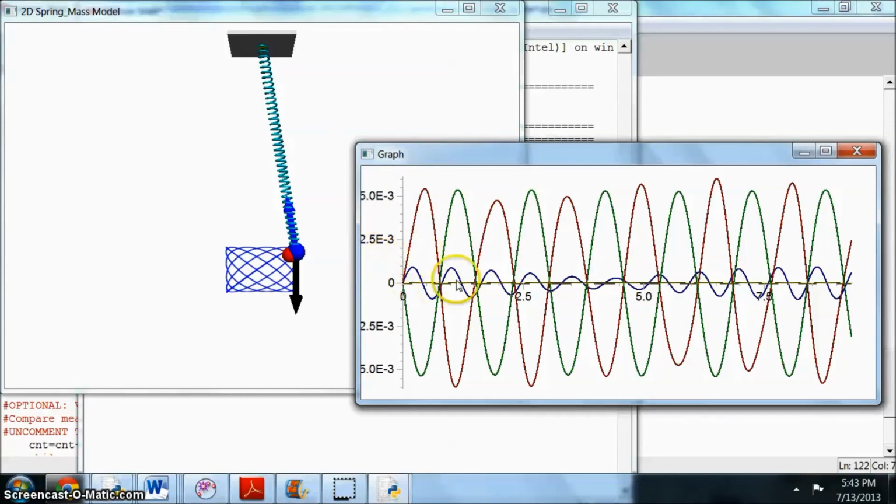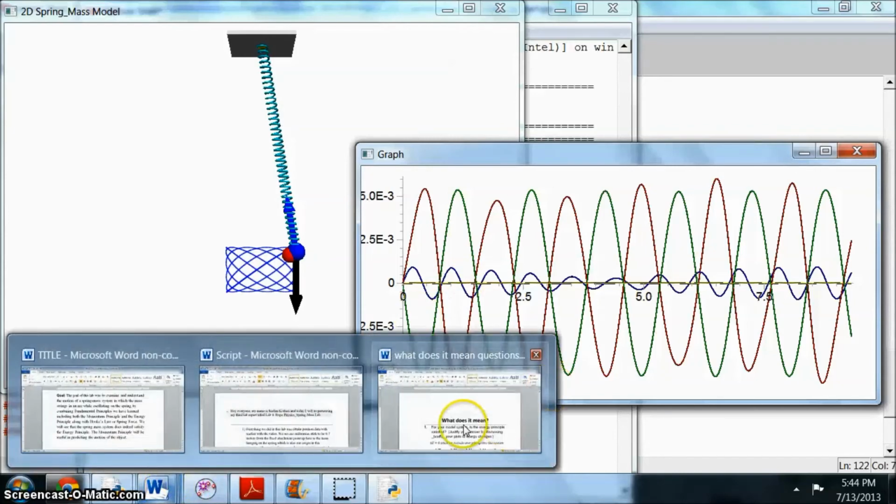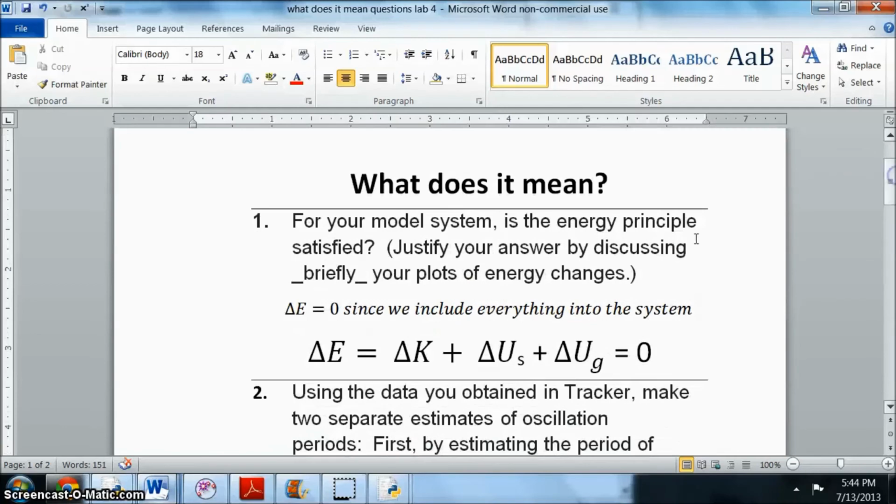The blue line represents delta K, the red line represents delta US, the green line represents the gravitational potential, and the sum of all of them is 0. And because the sum of all of them is 0, we know that the energy principle has been satisfied, answering the first what-does-it-mean question. Because we know that energy is conserved when we include our surroundings in our system, the change in energy should be equal to 0. So that answers our first what-does-it-mean question. Because delta K plus delta US plus delta UG is 0, that means that the change in energy is 0, which means the energy has been conserved and the energy principle has been satisfied.